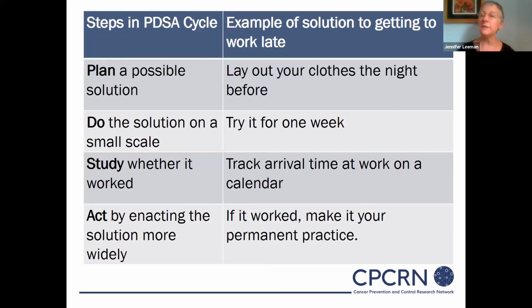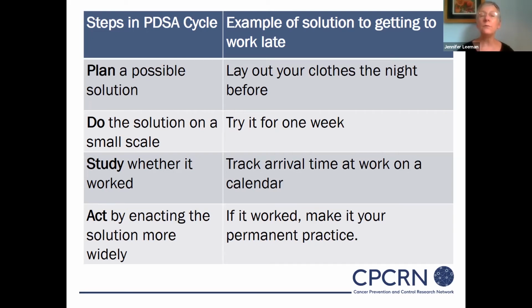So this is a kind of a silly example, but it's just to give you an idea of what we mean by a PDSA cycle. In this case, the problem that we're trying to solve is that we keep getting to work late, and it's just a recurring problem. And so we decide to test a simple solution to see if it will improve our timeliness at arriving to work. And the simple solution is to lay out our clothes the night before.